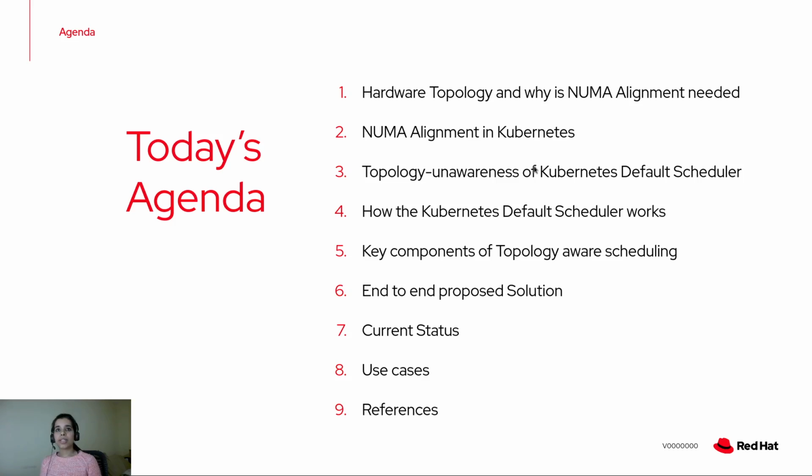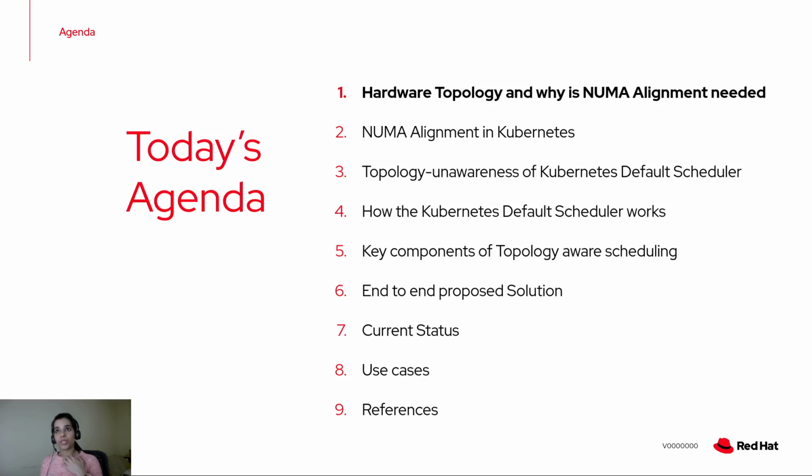So let's dive in and look at the agenda for today. I'm going to be talking about hardware topology and why NUMA alignment is important and why it is needed. How NUMA alignment can be achieved in Kubernetes. We are going to discuss topology unawareness of the Kubernetes default scheduler, how the Kubernetes default scheduler works. We'll touch on the key components of topology-aware scheduling, the end-to-end proposed solution, the current status, use cases, and references. So let's look at the first item.